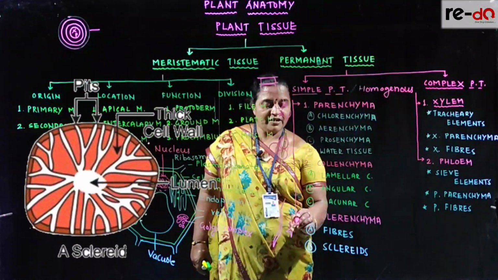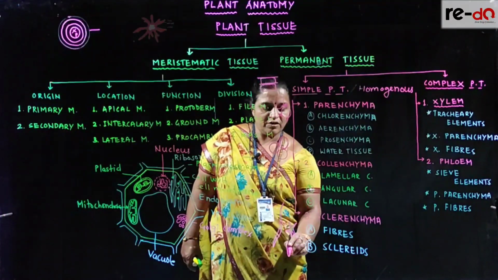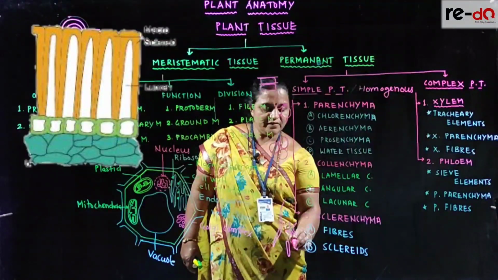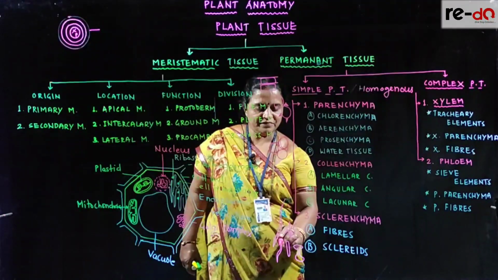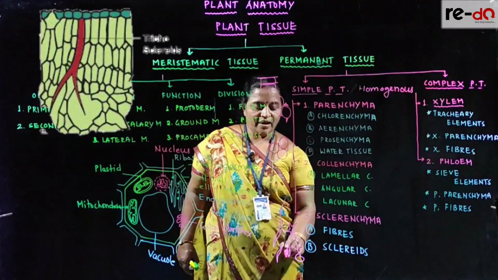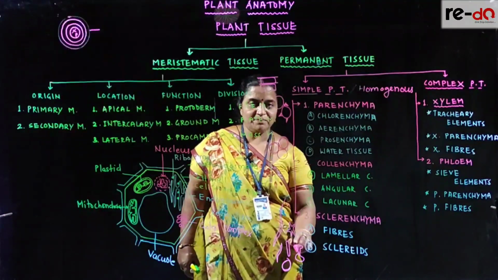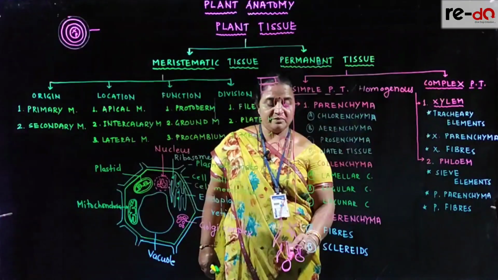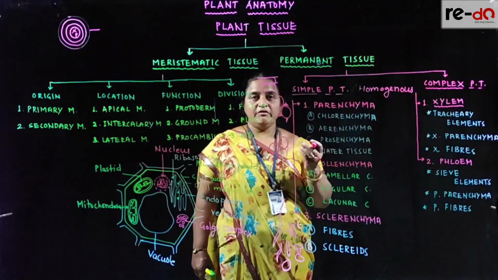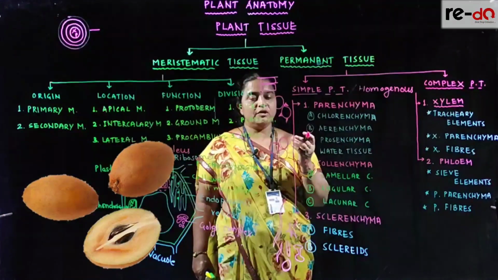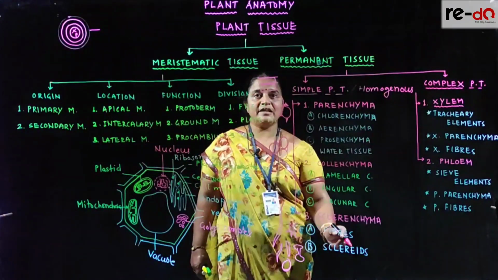While sclereids have different shapes. This is star-shaped, astrosclereid. This is rod-like, macrosclereid. This is like a bone, known as osteosclereid. This is like a needle, known as trichosclereid. And the spherical ones are called brachysclereids. So based on the shape, we divide sclereids into five types, and these are generally called stone cells due to their harder, gritty nature. When you eat chiku or guava, while eating you feel grittiness in the mouth. It is because of the sclereids.